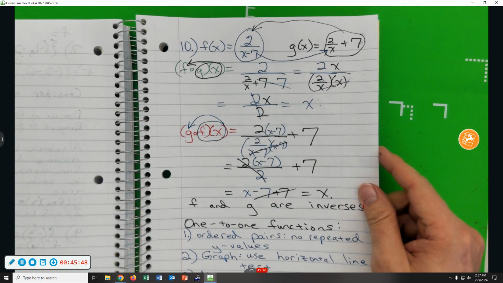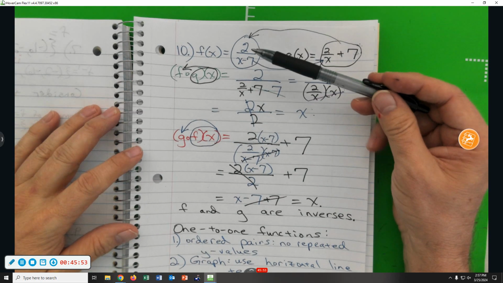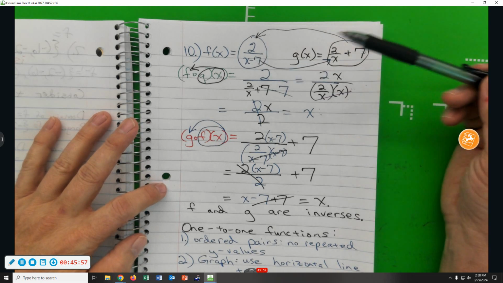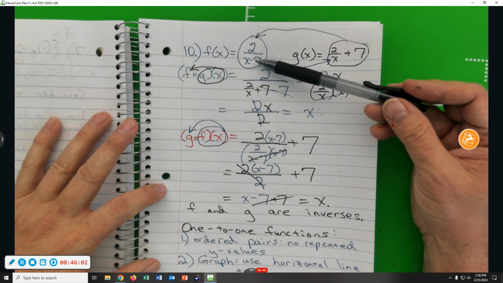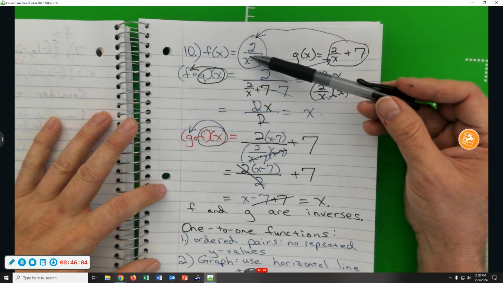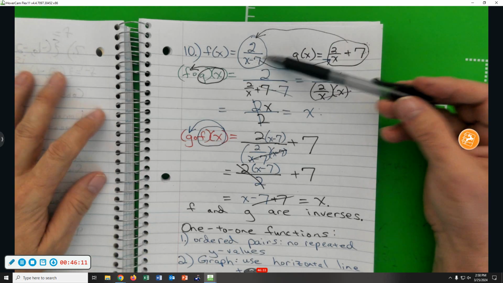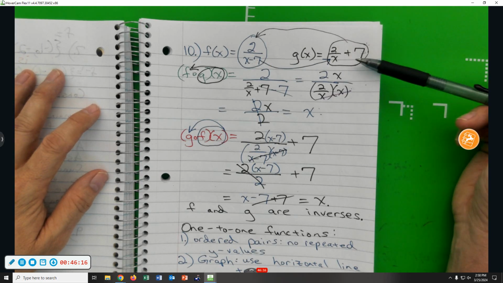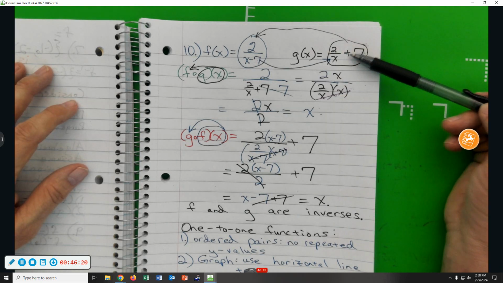And look back here at number 10. I claim f of x was one-to-one. So was g of x. They're inverses, and when I looked there at f of x, I saw there's no even exponents. It's just an x to the first power, no absolute value. So you just convince yourself, yeah, they're one-to-one. What about g? Yeah, no even exponent, no absolute value. So both of those things are one-to-one.